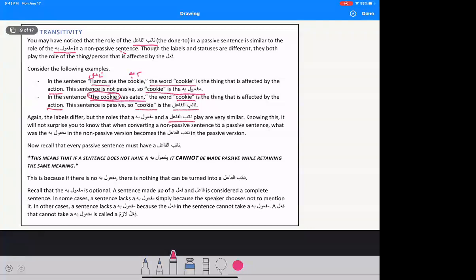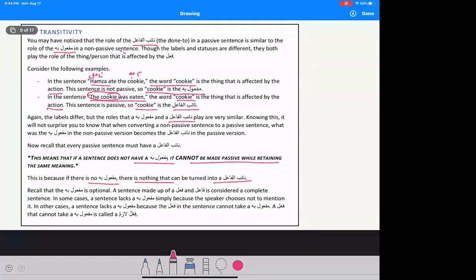So this means that if a sentence does not have a maf'ulun bihi, it cannot be made passive. Make sense? Because we need a done-to, a naib fa'il, in a passive sentence. But if a verb or an action is such that it does not take maf'ulun bihi, then we cannot turn that into passive, simple and easy. This is because if there is no maf'ulun bihi, there is nothing that can be turned into naib fa'il.